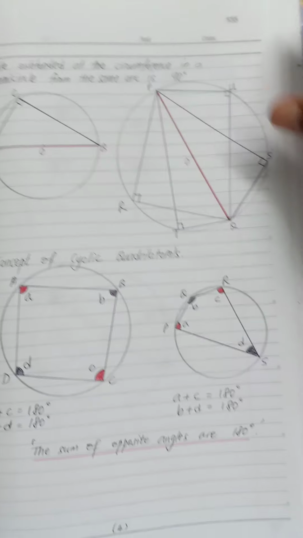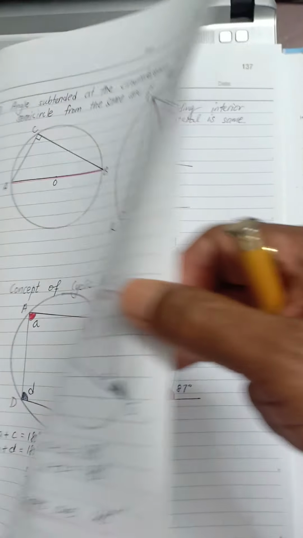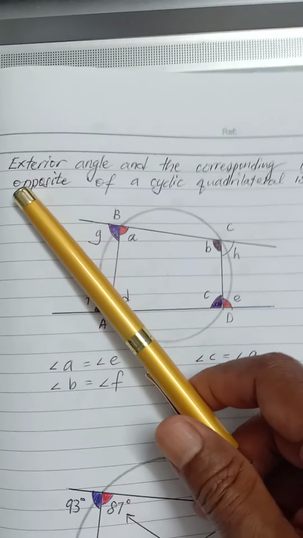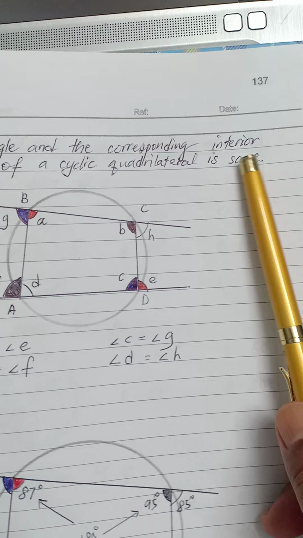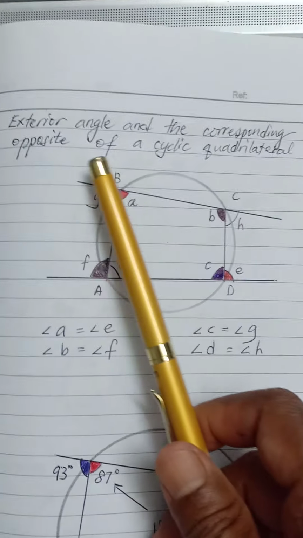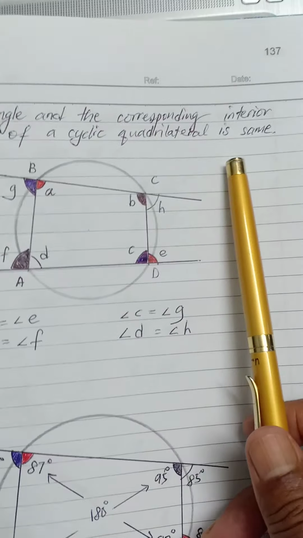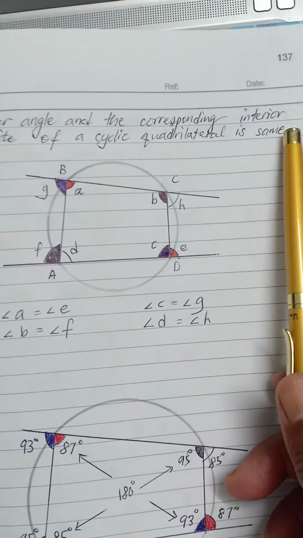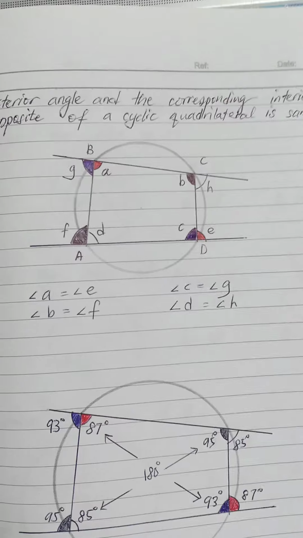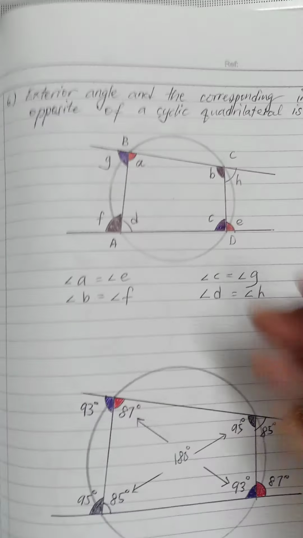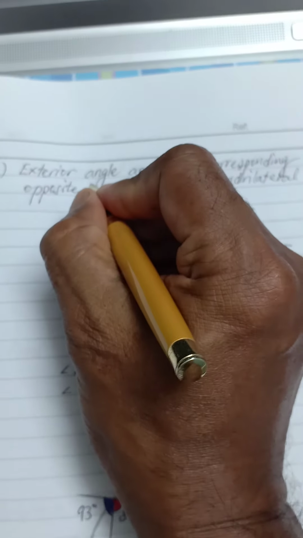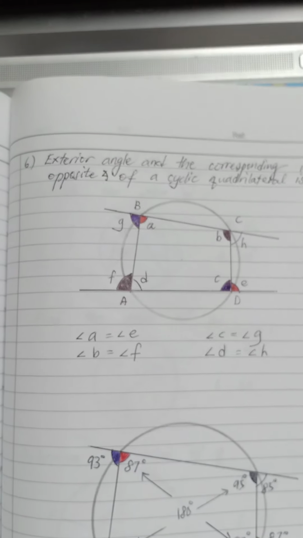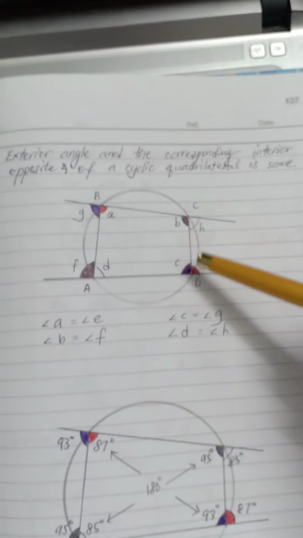Now the last part of cyclic quadrilateral is this. The exterior angle and the corresponding interior opposite angle of a cyclic quadrilateral are the same. The exterior angle and the corresponding interior opposite angle of a cyclic quadrilateral is the same.